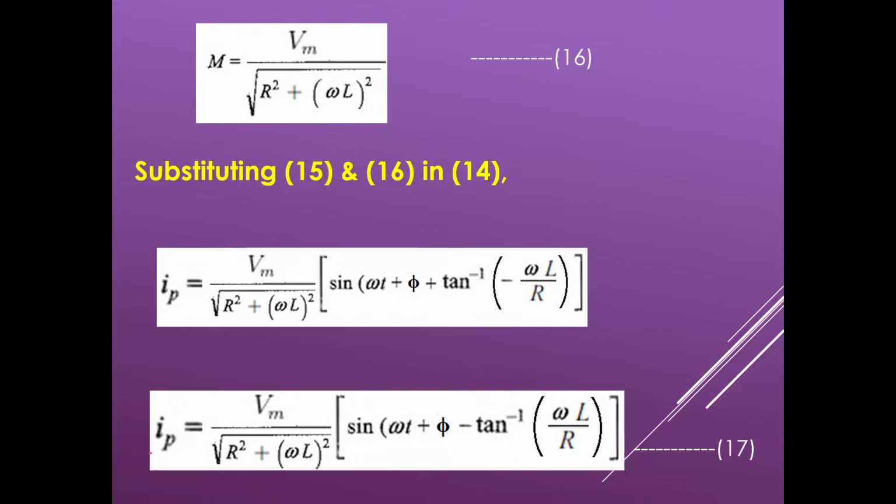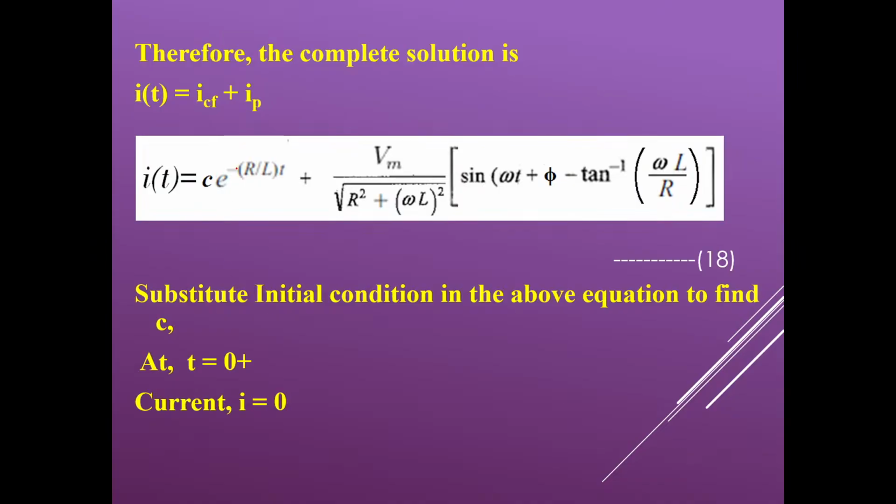So you have got an expression for the particular solution. IP is equal to Vm by root r square plus omega L whole square into sine omega t plus phi minus tan inverse of omega L by r. So you have an IP expression, you have the complementary function expression. So what is our current i of t? i of t is equal to C e to the power of minus r by L t plus IP, which is Vm by root r square plus omega L whole square into sine omega t plus phi minus tan inverse of omega L by r. So consider it as equation number 18. This is the response for the given RL circuit when AC supply is given.